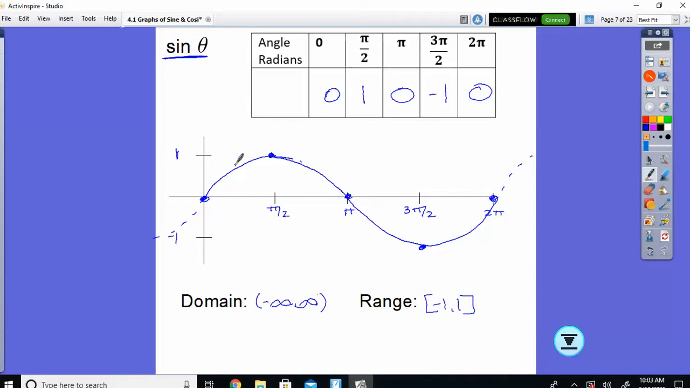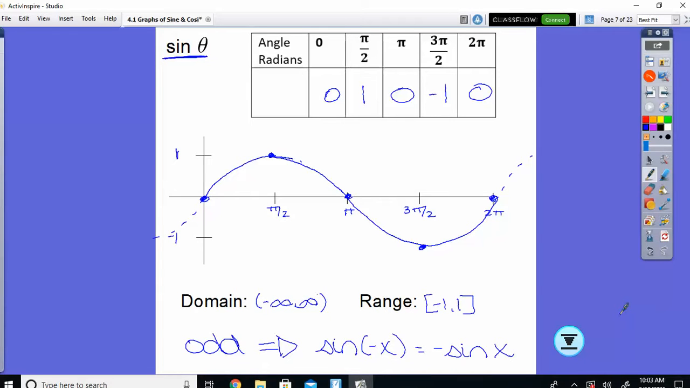Is this graph symmetric to the y-axis? If I fold it on the y-axis, does it overlap itself? No. If I fold it on the origin, so first I folded it over the y, and then I folded it over the x, would it overlap itself? Yes. So sine is an odd function. What that means is if you have the sine of a negative angle, that's the same thing as a negative sine of x. We will use this when we go to graph them.